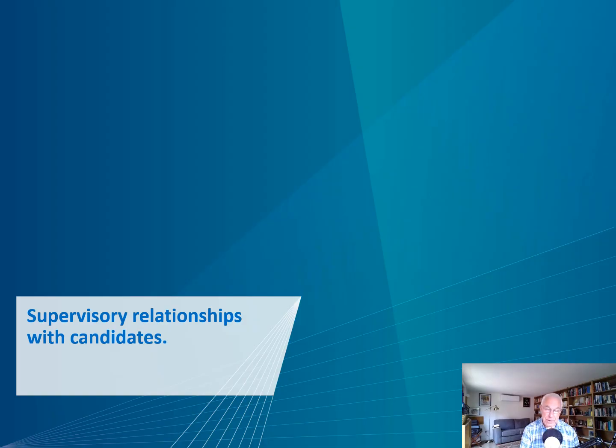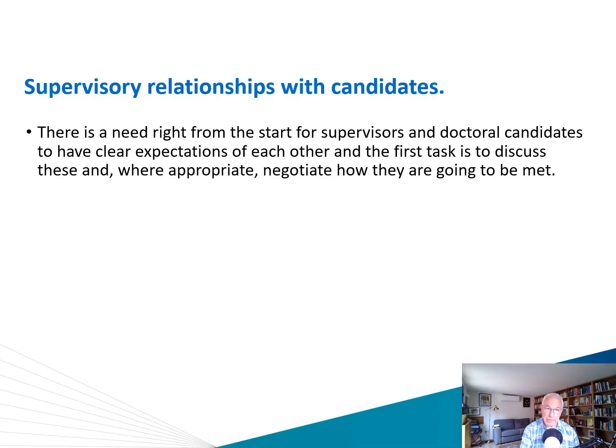Next, I want to turn to supervisory relationships with candidates. I haven't got a huge amount to say here, but I do have one or two things. It's crucial that right from the start supervisors and doctoral candidates, or any other kind of candidate, have a clear expectation of each other. And the first task is to discuss these and to negotiate how they're going to be met. So early in the project, you need to be clear as a supervisor with the student what it is that you can provide for them.